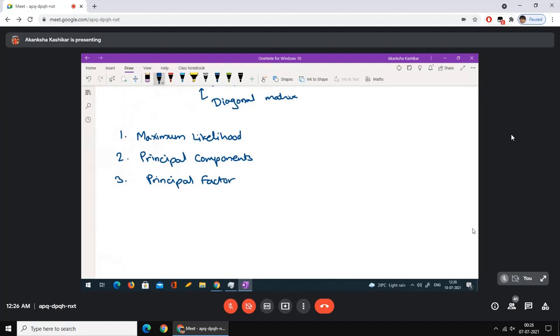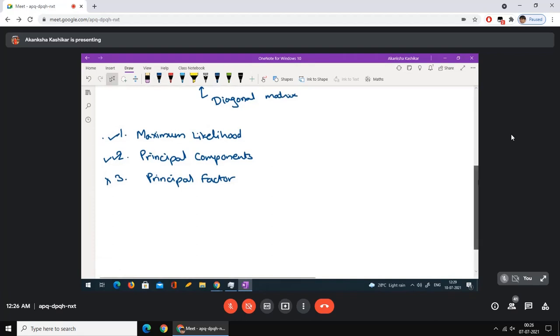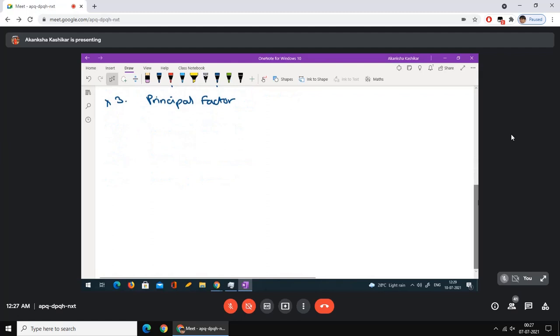We won't be talking about this. We'll be talking about only these two methods, maximum likelihood and principal components. And even in that, we will talk in more detail about this method. This we will just touch upon. Why? Because in general, you know the maximum likelihood method. So what are the assumptions in the maximum likelihood method? The very first thing is you have to start with some distributional assumption. You can write down the likelihood only if you know something about the distribution, only if you know the form of the distribution, correct?